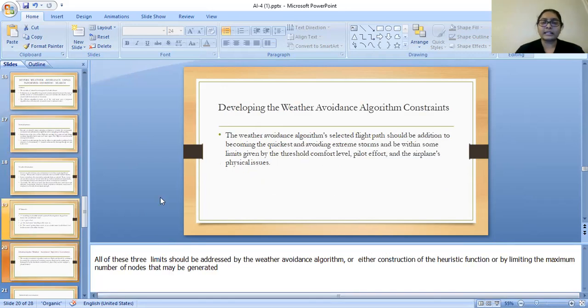Okay. Next is the development of the weather avoiding algorithm constraints. The flight path selected by the weather avoiding algorithm should, in addition to being the quickest and avoiding extreme storms, be within some limits given by the comfort level, pilot effort, and the airplane's physical limits. All three limits should be addressed by the weather avoiding algorithm, either by construction of the heuristic function or by limiting the maximum number of nodes that may be generated.